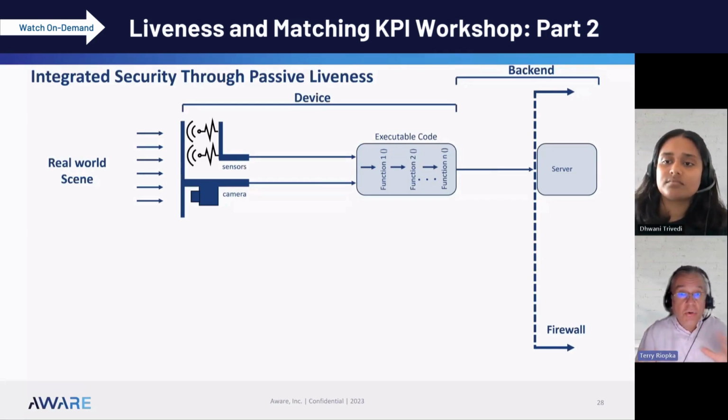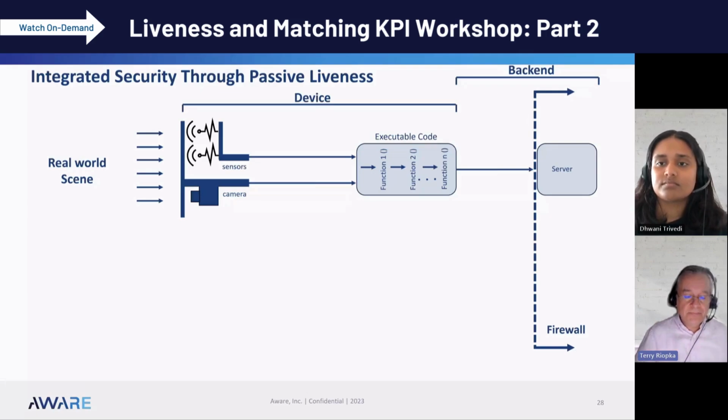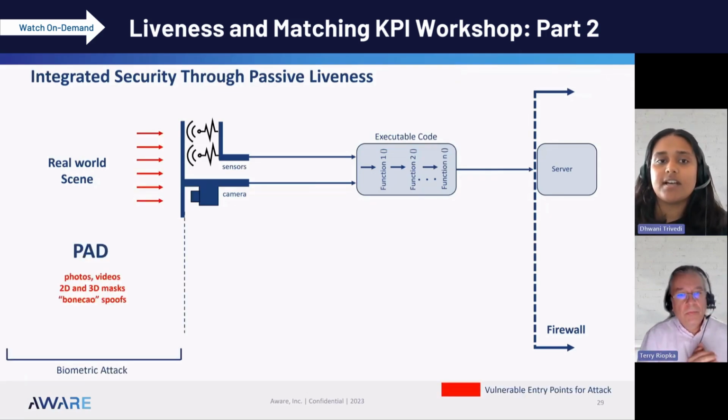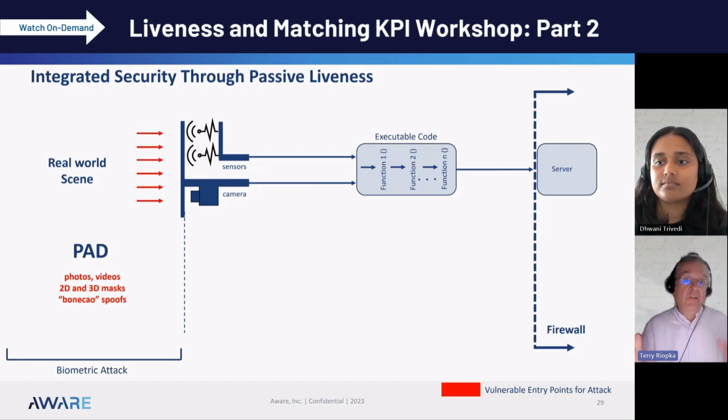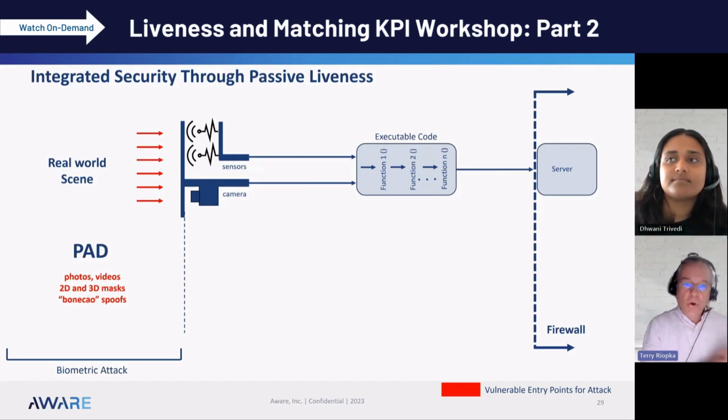So that's the general process. You have the real world scene, the device, and the back end. This is the general liveness workflow, a general schematic of the data flow, from the real world to the device to the back end server.